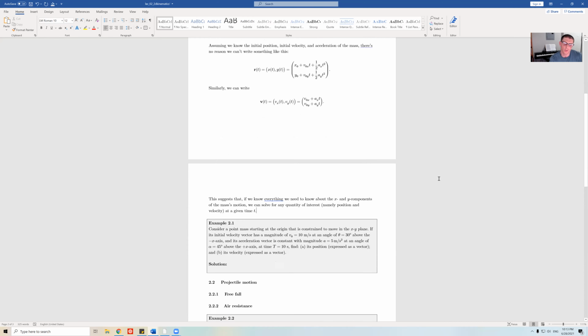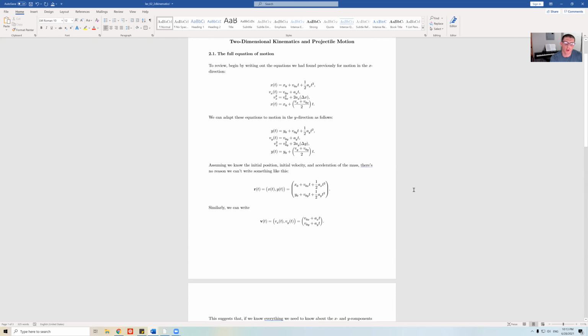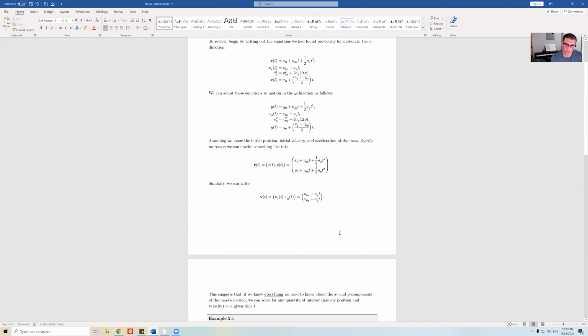Cool. So this might be a little bit shocking, right? I don't know how many of you have ever taken vector calculus, and you might expect that our approach would be a little more sophisticated than this, but this is really all we can do, right? It's just look at the separate components of motion for a mass, and then combine them. There's really not much more we can do.